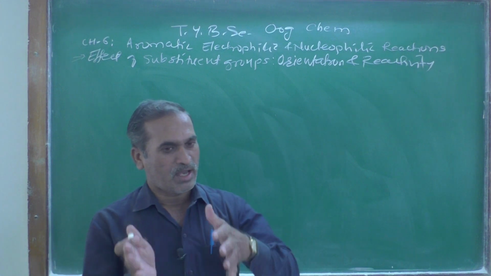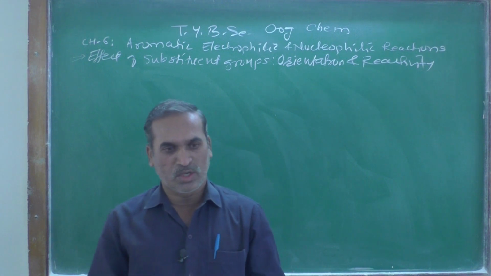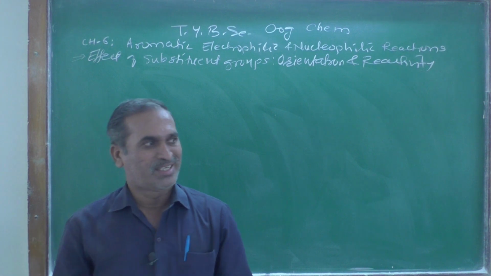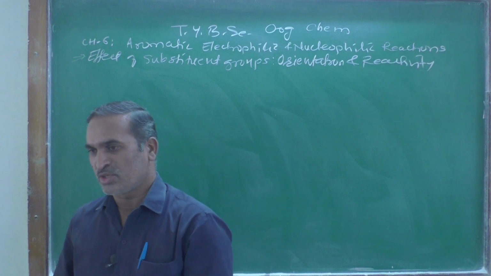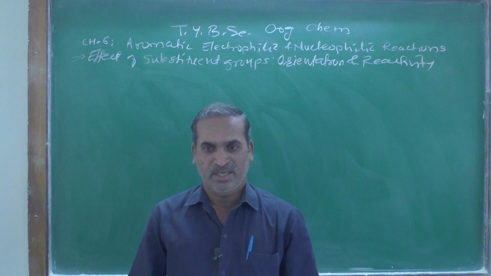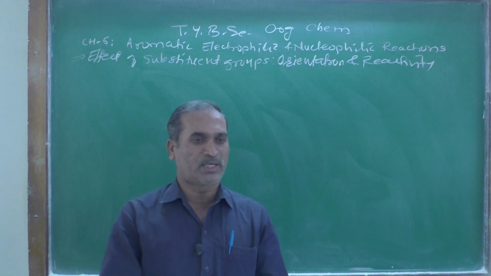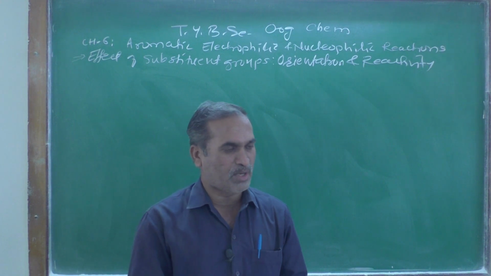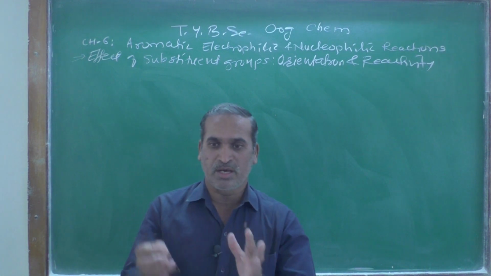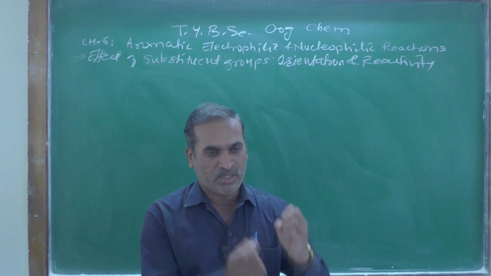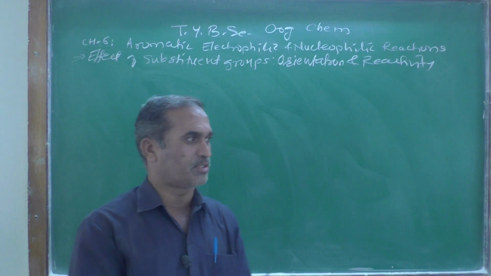First step, attack of the electrophile on the aromatic nucleus, first forming the pi complex. After that it is converted into a sigma complex, and finally in the second step there is aromatization, and the resulting compound obtained is aromatic once again. So that is the general mechanism we have discussed for aromatic electrophilic substitution reaction.